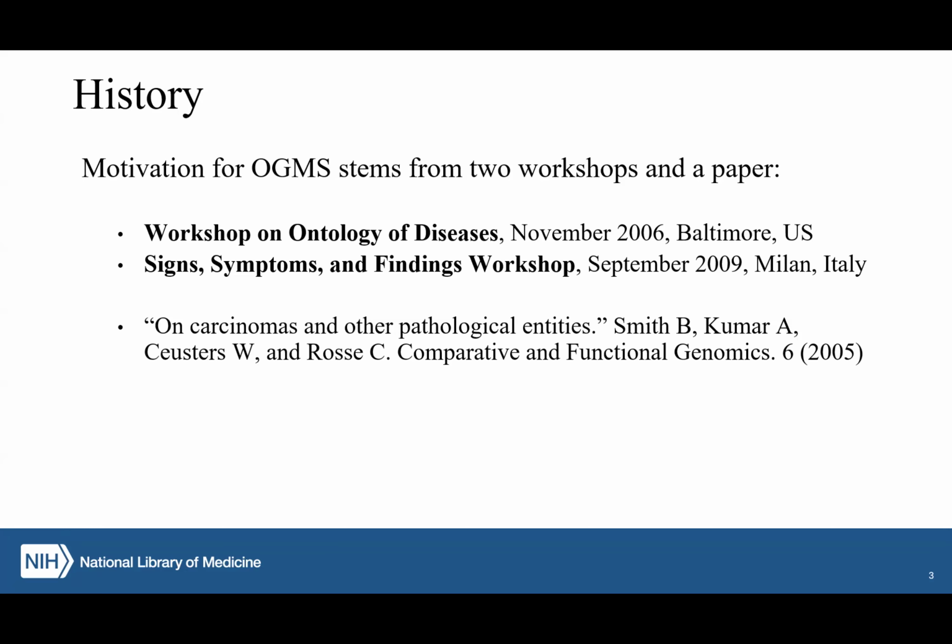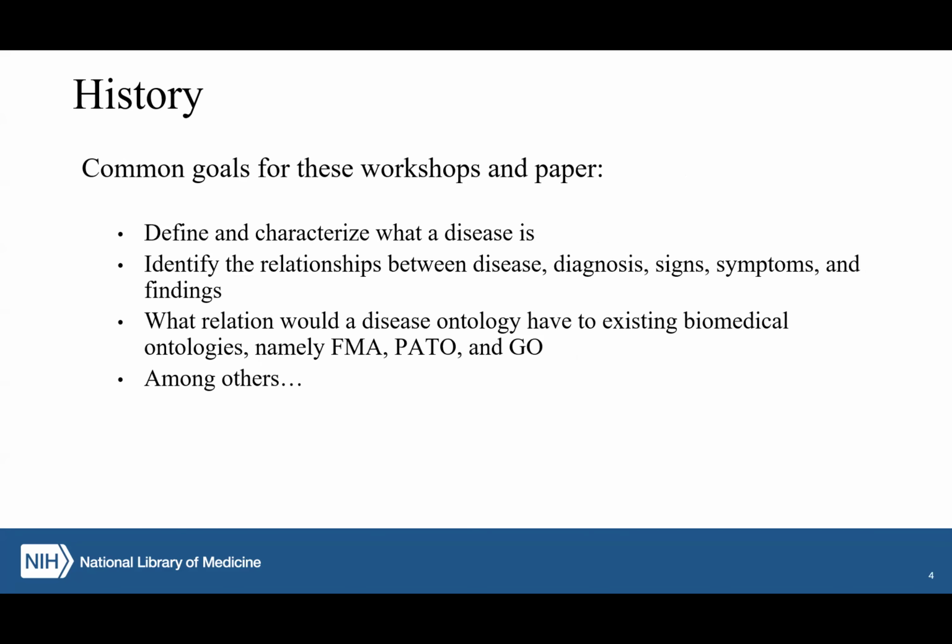And the origin of OGMS, for those of you who aren't aware, actually stems from a couple of workshops and a paper from the mid to late 2000s. These workshops and this paper both set out to define and characterize what exactly a disease is ontologically, as well as identify some of the relationships between diseases and many of the other entities that typically come up alongside them in clinical encounters, including but not limited to diagnoses, signs and symptoms, as well as findings.